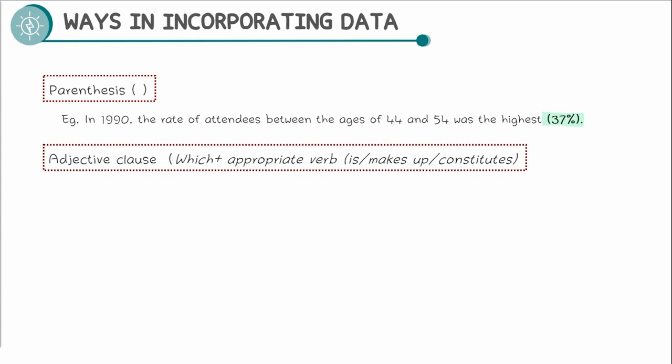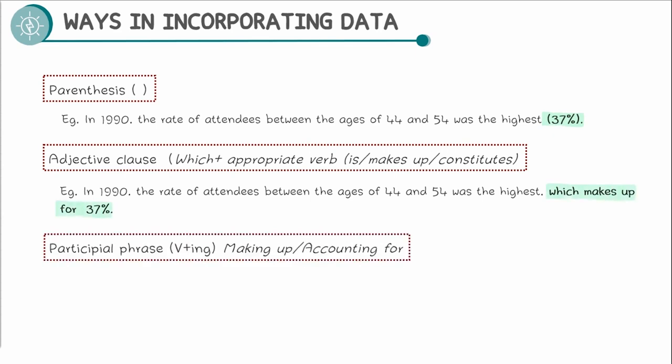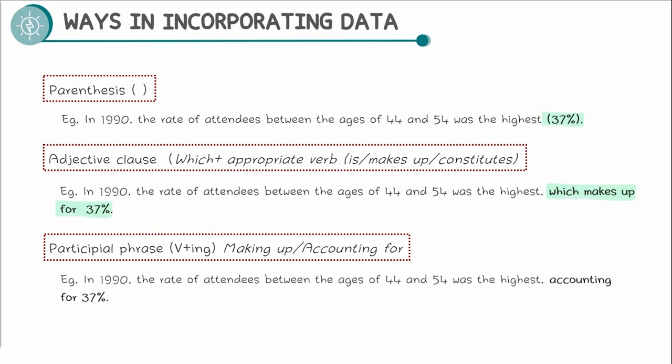An adjective clause, which plus appropriate verb: is, makes up, constitutes. Example, in 1990, the rate of attendees between ages of 44 and 54 was the highest, which recorded 37%. In participial phrase, verb plus ing: making up, accounting for. Example, in 1990, the rate of attendees between the ages of 44 and 54 was the highest, accounting for 37%.